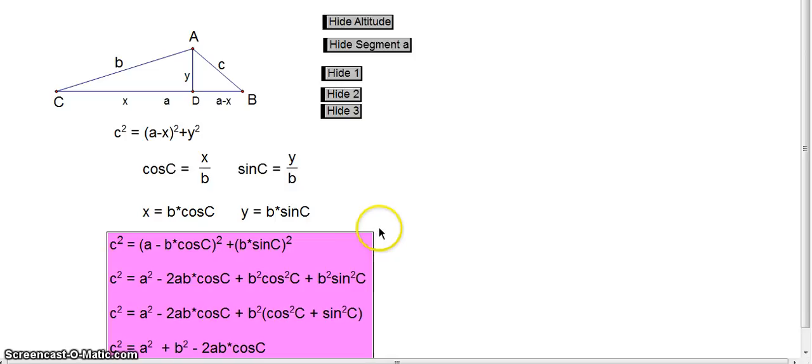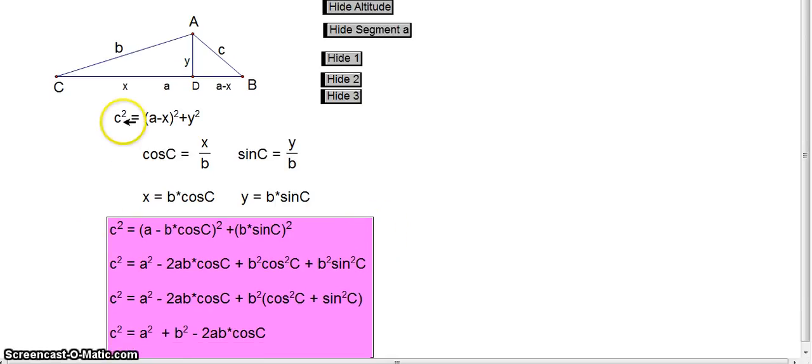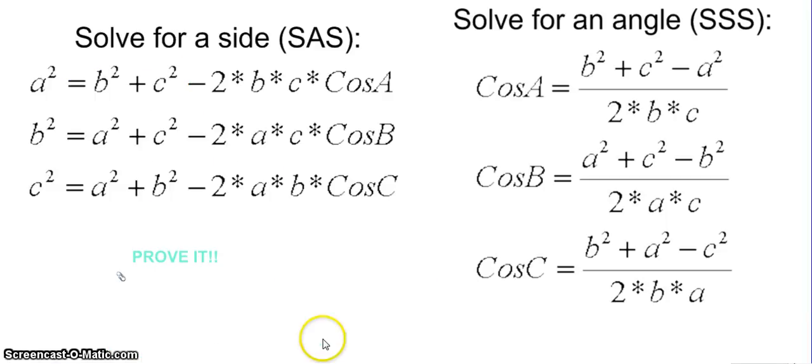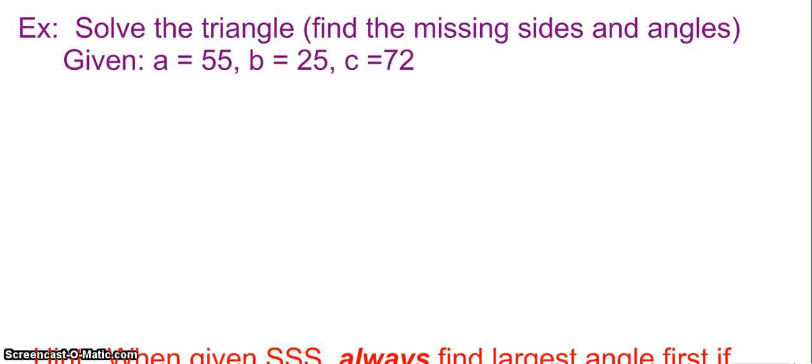So now, voila, I get that c squared from up here equals (a minus, and remember that wasn't x, but we substituted in b cosine c) squared, plus y squared, but y was b sine c, so I substitute that in here. Now distribute this, combine like terms, and I get the law of cosines. C squared equals a squared plus b squared minus 2ab cosine c. Awesome. Great. Wonderful.